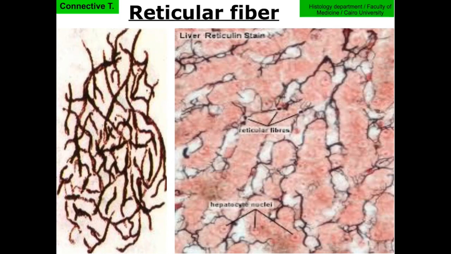This is the third type of the fibers, reticular fibers, coming from the word reticulum. These fibers are actually collagen type 3. They are collagen type 3, in which we have two important differences from collagen type 1. What are these differences? Number one, here the tropocollagen molecules make thin fibers.